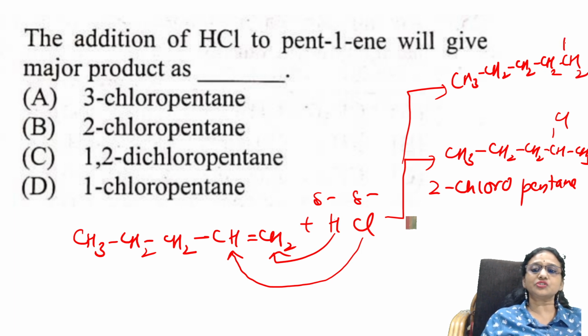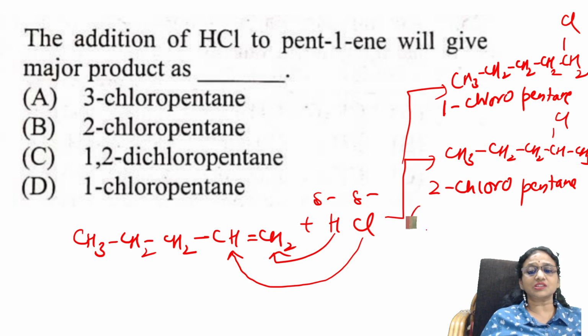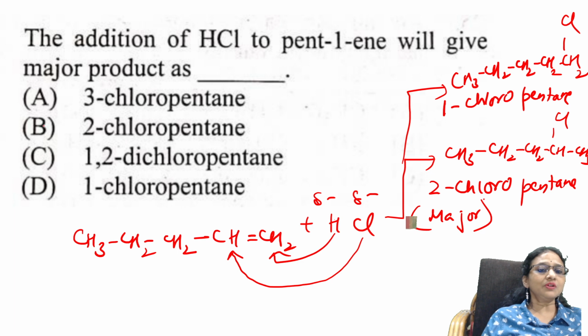So here you have CH2 and you have Cl. So this compound is called 1-chloropentane. So which is major, students? Always 2-chloro is major product. Major, correct? So which compound?